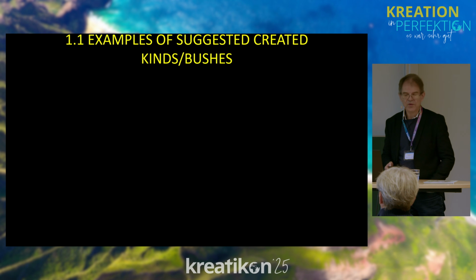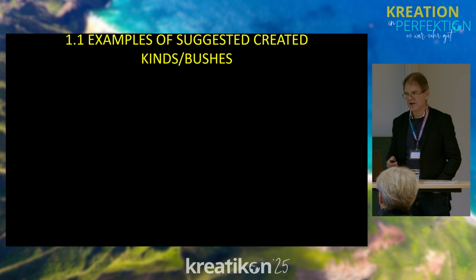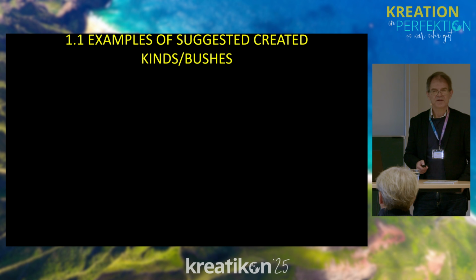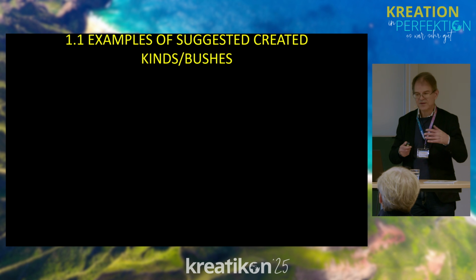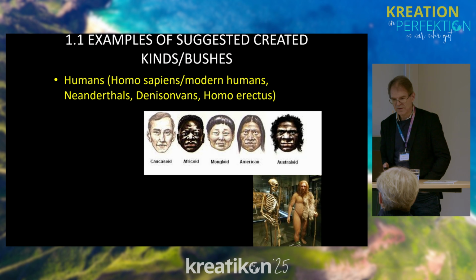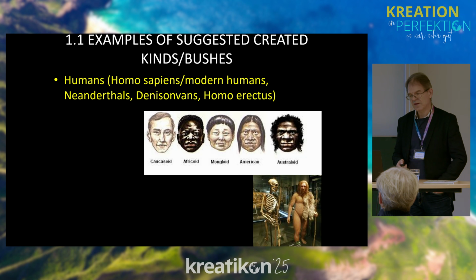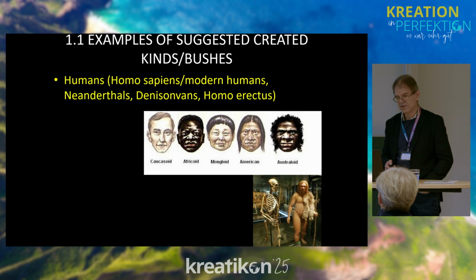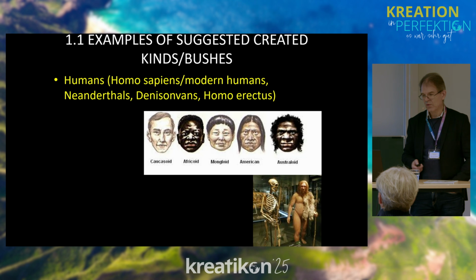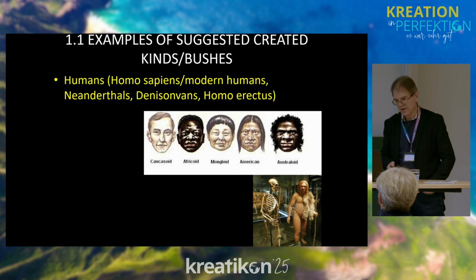So although strictly biblically humans are not a kind, because we are created uniquely of our own, we can also think of humans as our own kind. So humans, modern humans, Homo sapiens, but then also Neanderthals, Denisovans, Homo erectus, all have a common ancestry from Adam and Eve. So we can say that they form their own kind.